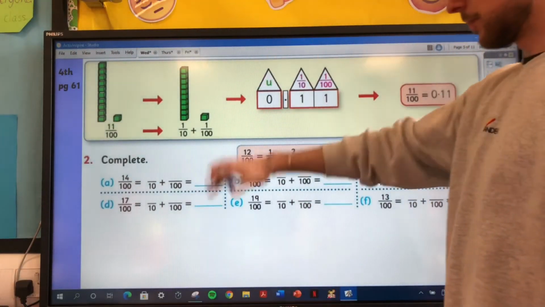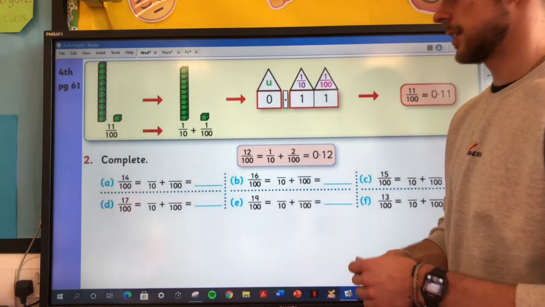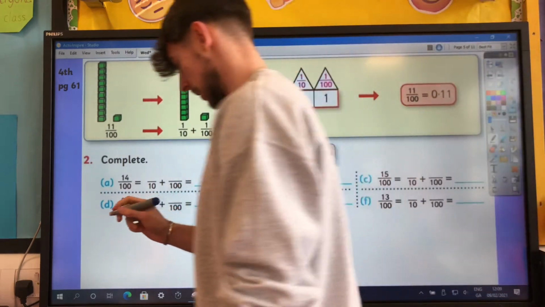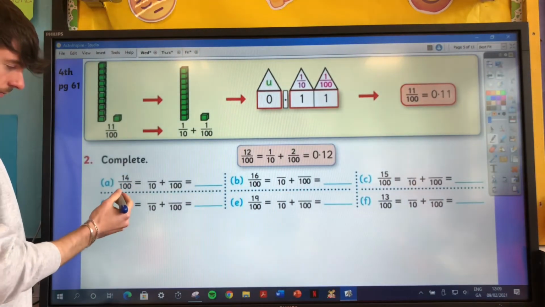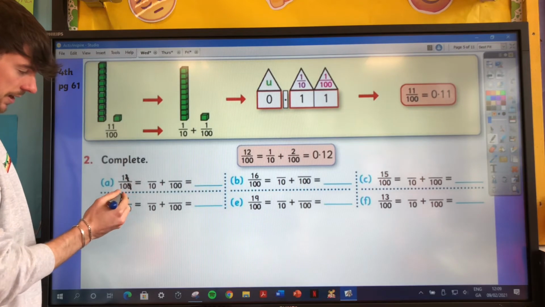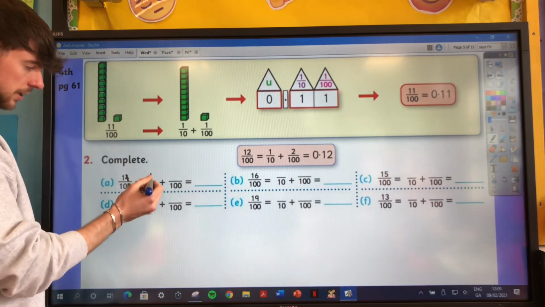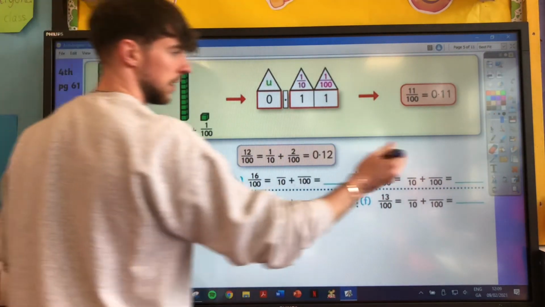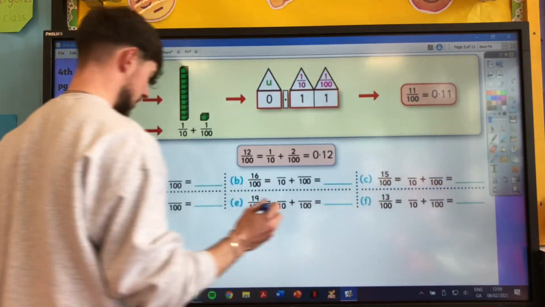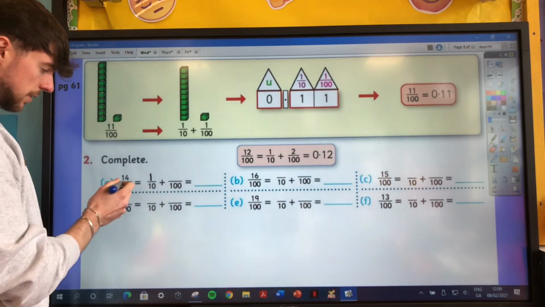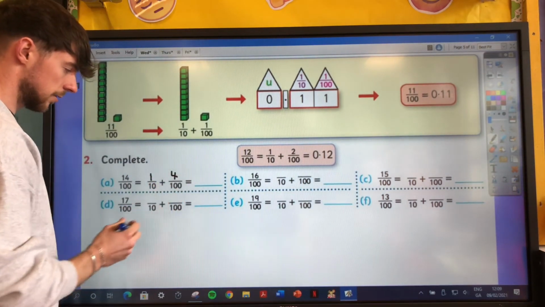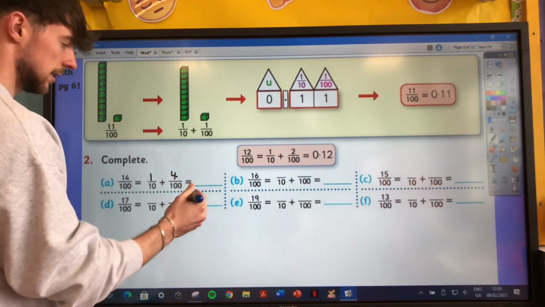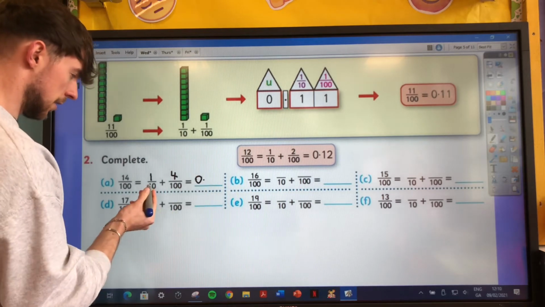And then over here, question 2, we're going to complete these. So we've got our 14 over 100. That's equal to how many tens? So if we were to look in the 10 spot, we only have 1 ten. And how many hundredths do we have? We have 4, right? Very simple. And as a decimal, what's that? It's equal to 0.14.